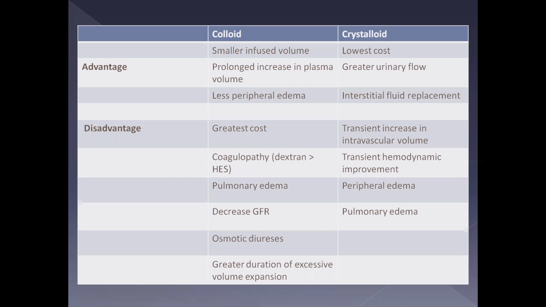But the disadvantages are greatest cost and coagulopathy, which is most commonly seen with dextran. Then pulmonary edema, decreased GFR, osmotic diuresis, and greater duration of excessive volume expansion. The advantages of crystalloids are lowest cost, greater urinary flow, and interstitial fluid replacement. Disadvantages are transient increase in intravascular volume, transient hemodynamic improvement, and peripheral edema or pulmonary edema may occur.